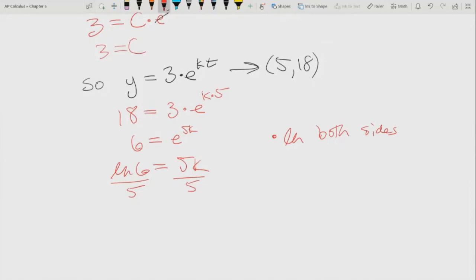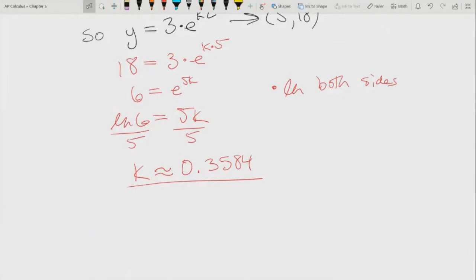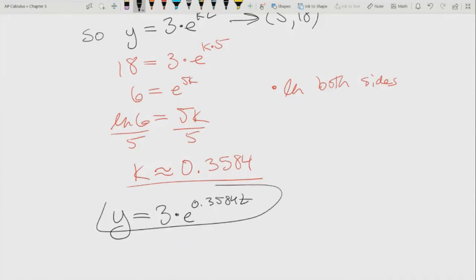And when you do that, I'll save you the trouble. You get a k value of approximately 0.3584. So that's our k, and it's rounded a little bit. So after all that being said, I now can say my final answer for y. Now that I know c is 3, and I know my k value is 0.3584, I can say this is y equals 3e to the 0.3584t, and that's what we can use now to model this situation.